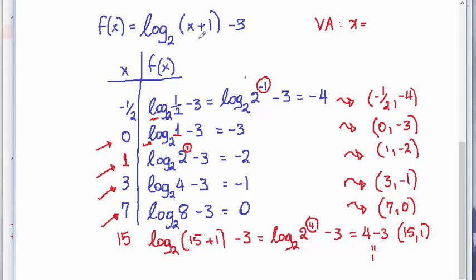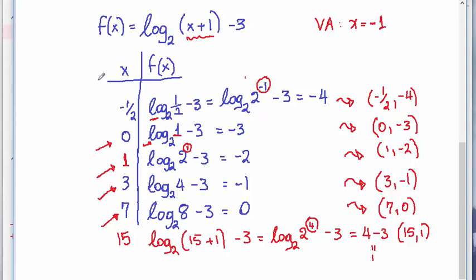The first thing that we want to know is that logarithmic functions always have vertical asymptotes. The vertical asymptote can be found if you solve the argument of the logarithmic function, here x plus 1, for zero. That number is going to give us the vertical asymptote. So the vertical asymptote in this case is going to be x equals negative 1. How do we graph this function?